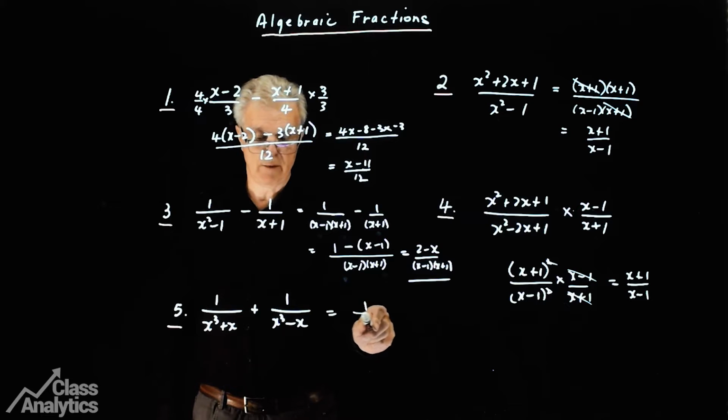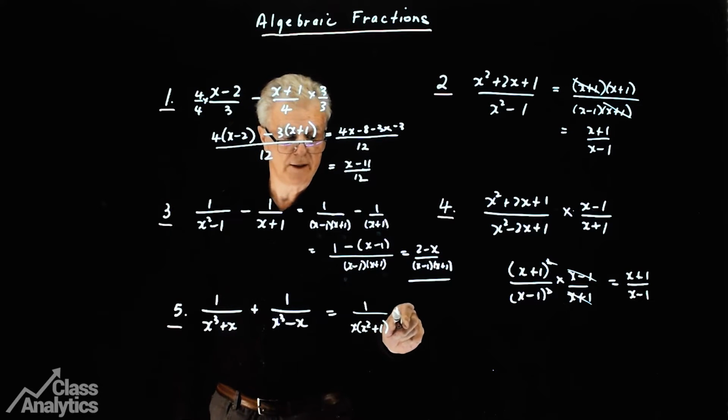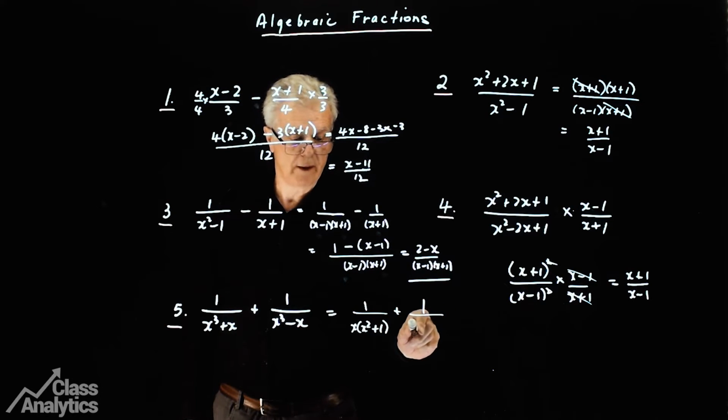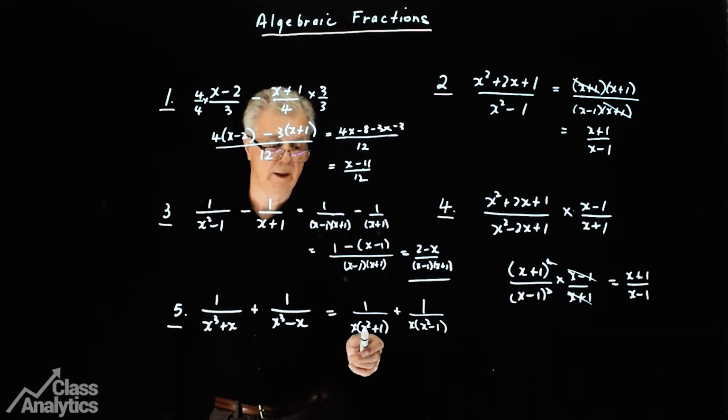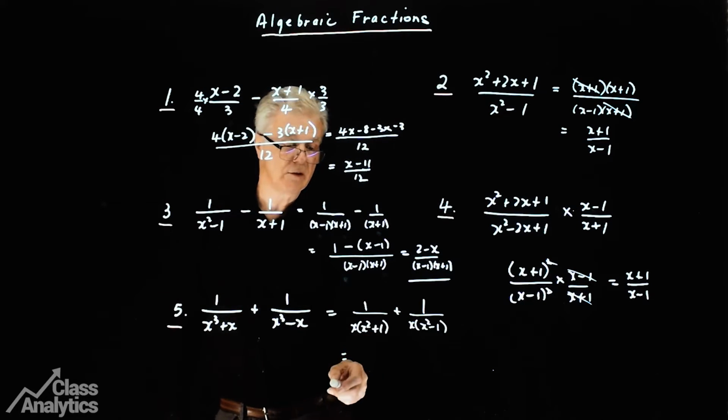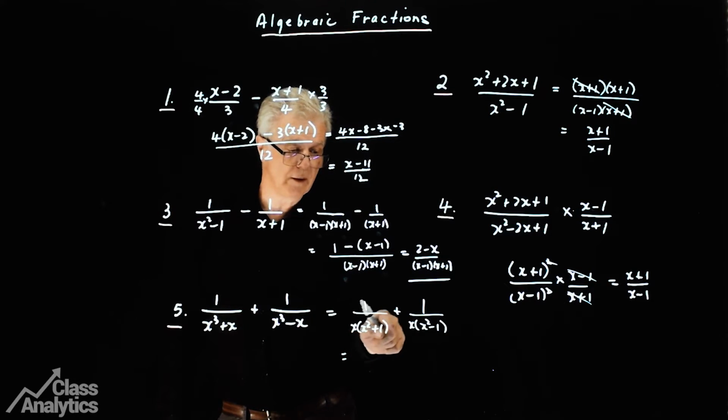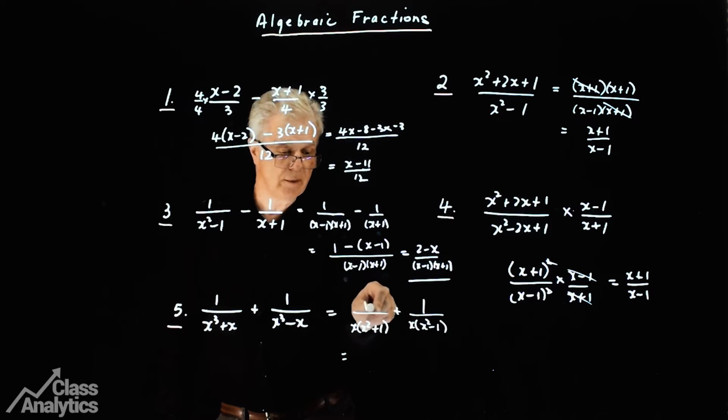So we'll have 1 over, this becomes x outside of x squared plus 1, and this is 1 over x outside of x squared minus 1. Right. So now the lowest common denominator is simply going to be x times x squared plus 1 times x squared minus 1. So we'll need to multiply up the top here. I'll need an x squared minus 1.